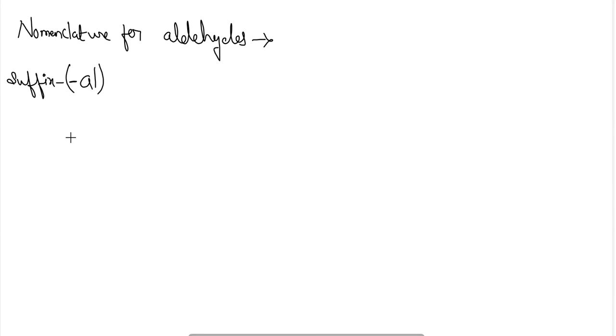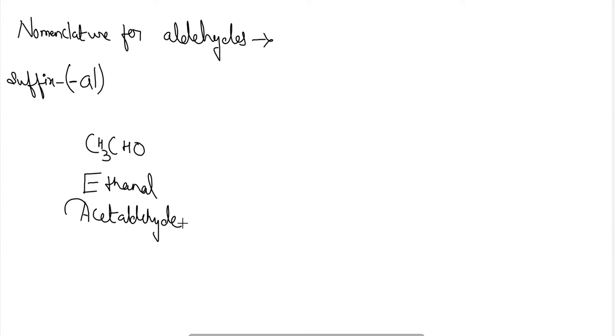For example, if I take CH3CHO, here two carbon atoms are present. The carbonyl group's carbon atom is also termed as part of the chain only. So here two carbon atoms are present and the name of this compound will become ethanal, or ethyl aldehyde, or we can also term it as acetaldehyde.